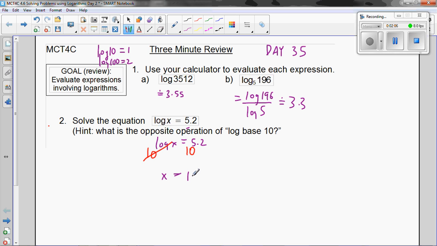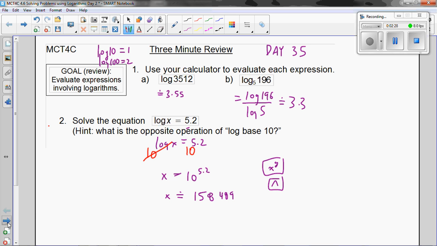And here I have 10 to the exponent 5.2. And there I can clunk that into a calculator, right? Use your exponent button, and you get about 158,000 and change.